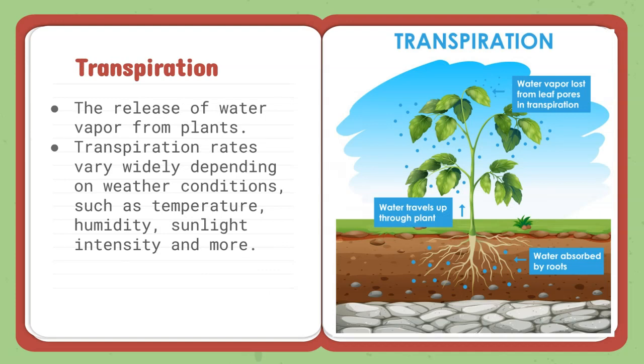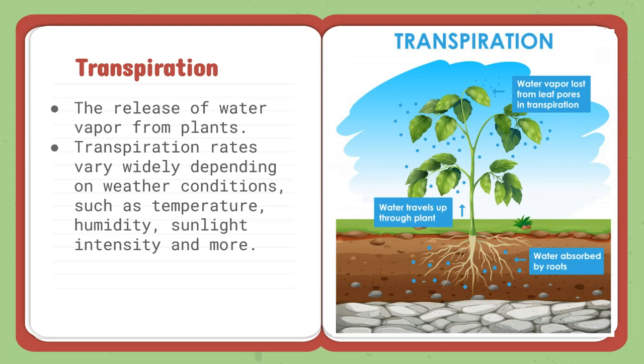The next term that I want to talk about is transpiration. Transpiration is the release of water vapor from plant leaves. I like to think of it as plants sweating, but that's just the way that my mind works. Transpiration rates depend on weather conditions like temperature, humidity, sunlight intensity, and other factors as well. So it depends on the weather conditions how much transpiration is occurring.